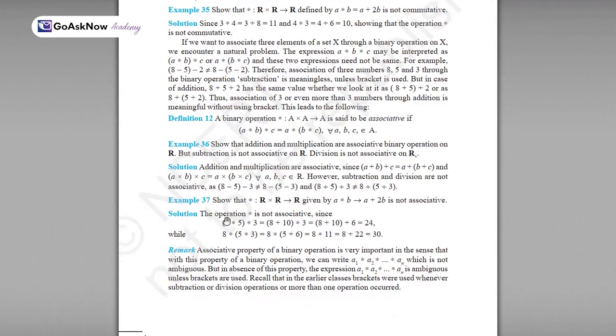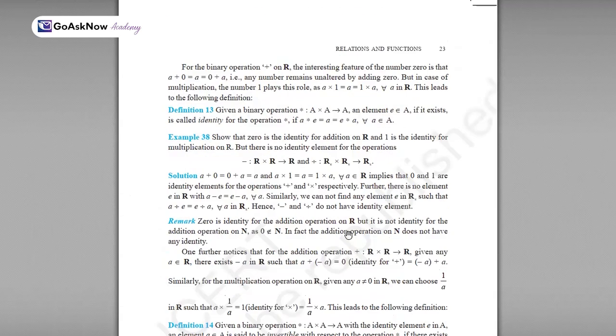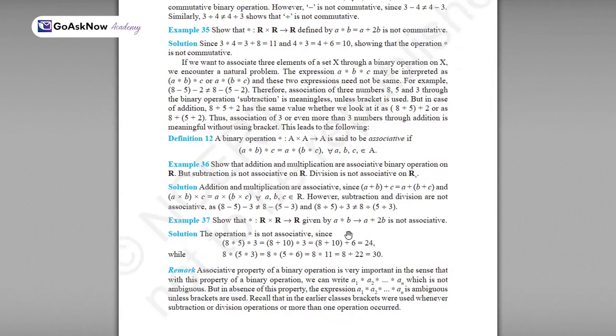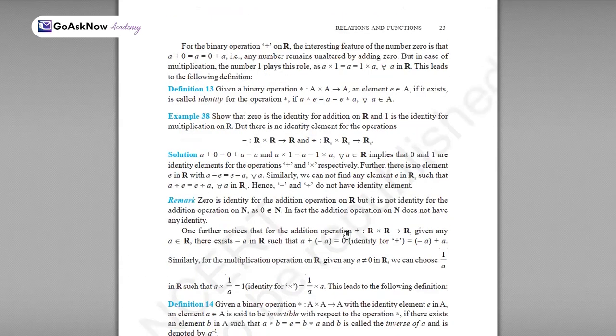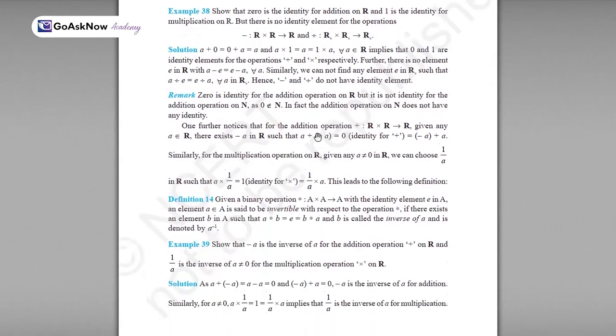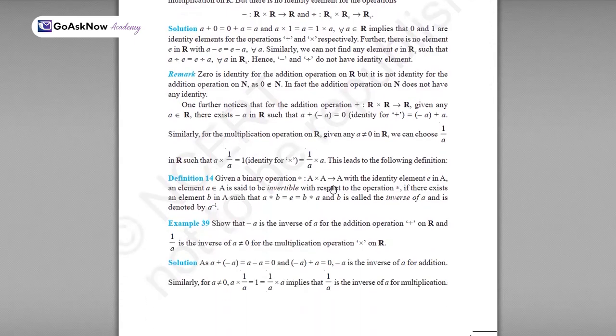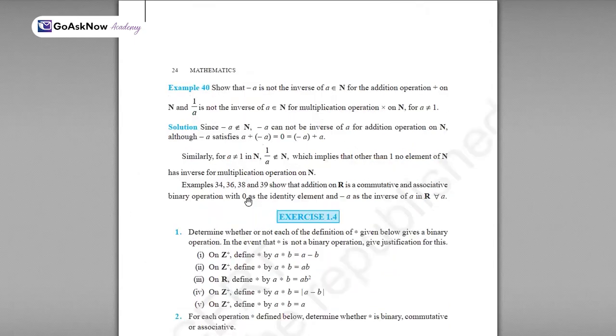Okay. Let's move further and see what the important things in this are. So the associative law and the commutative law are there in binary operations. Some inverse functions are also there. I hope that you can study this by yourself. If you have any doubt, you can comment.